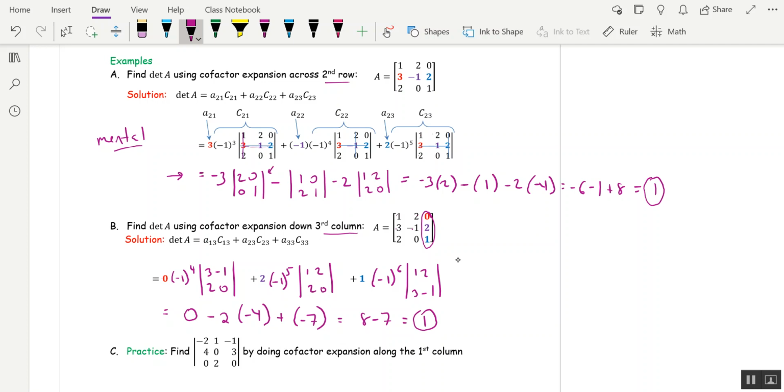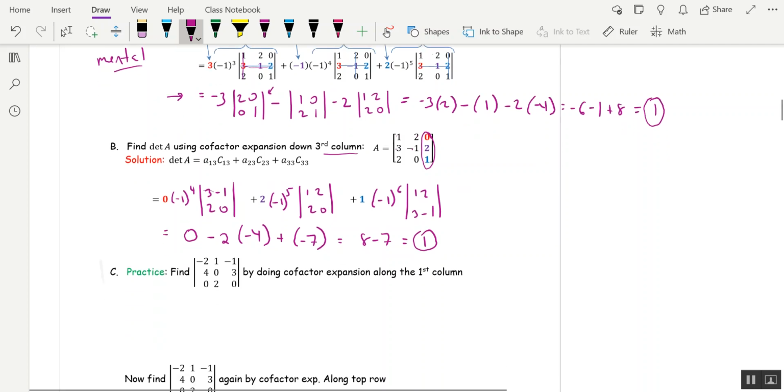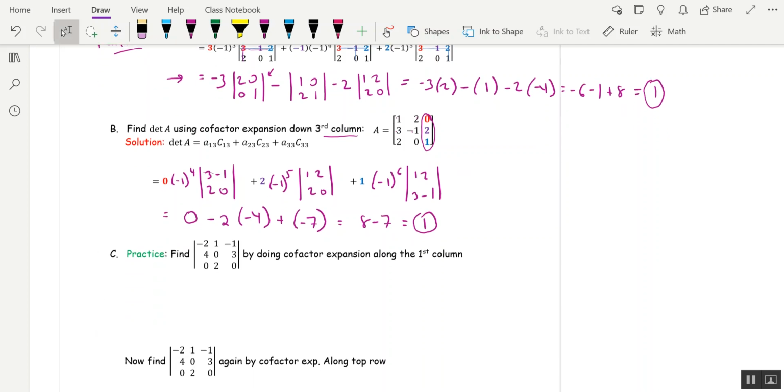So when you're doing these problems on your own, if you're allowed to go down any row, across any row or down any column, you're going to pick the row or column with the most zeros in it, because that's going to require the least amount of calculation. So pause the video and try this one. Do cofactor expansion down the first column.